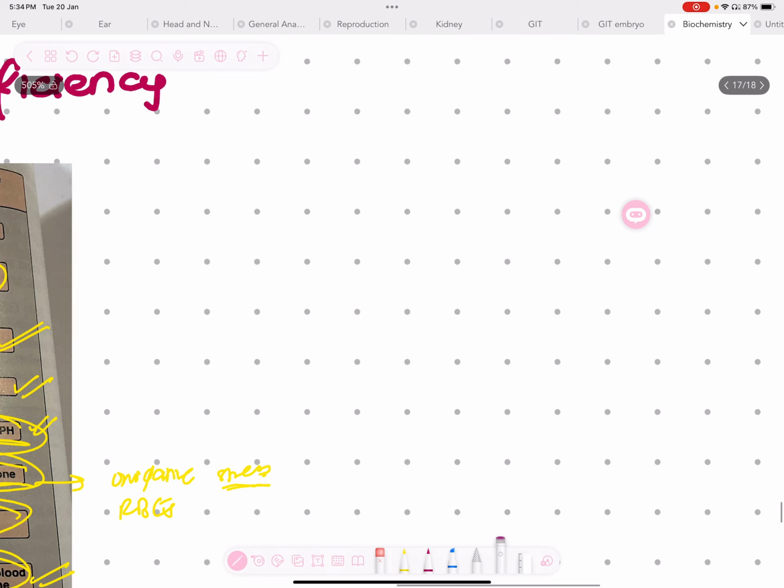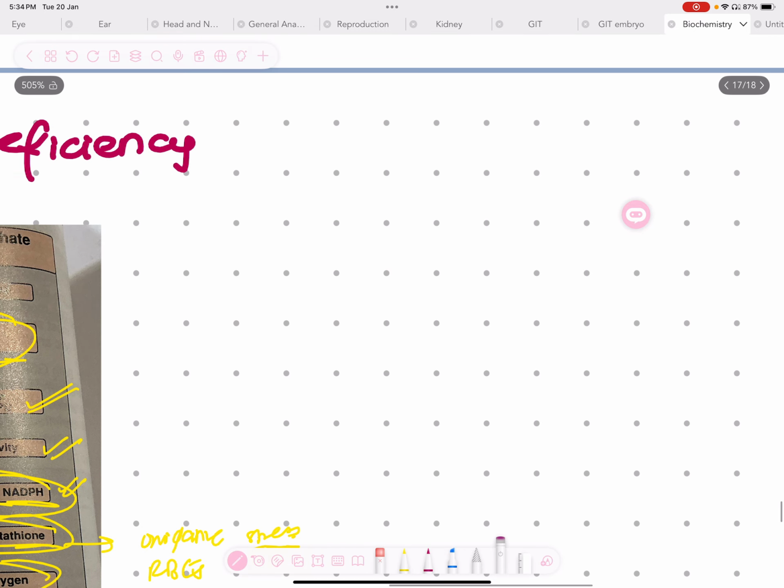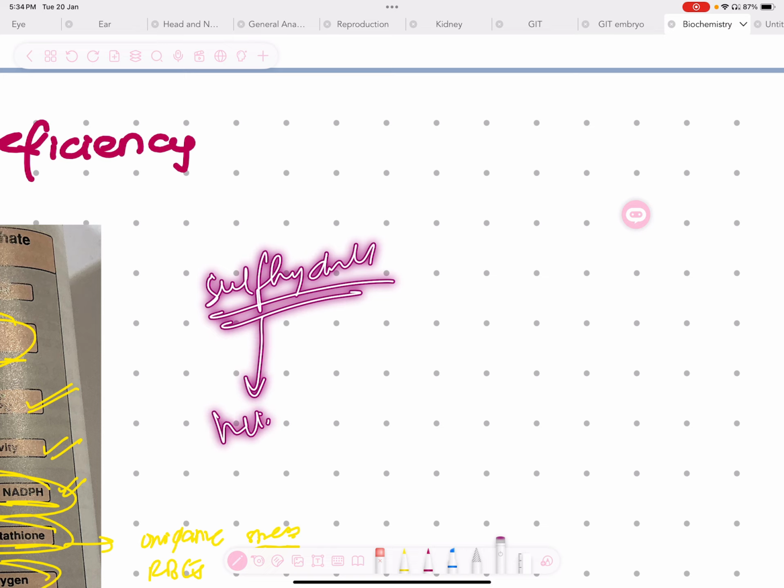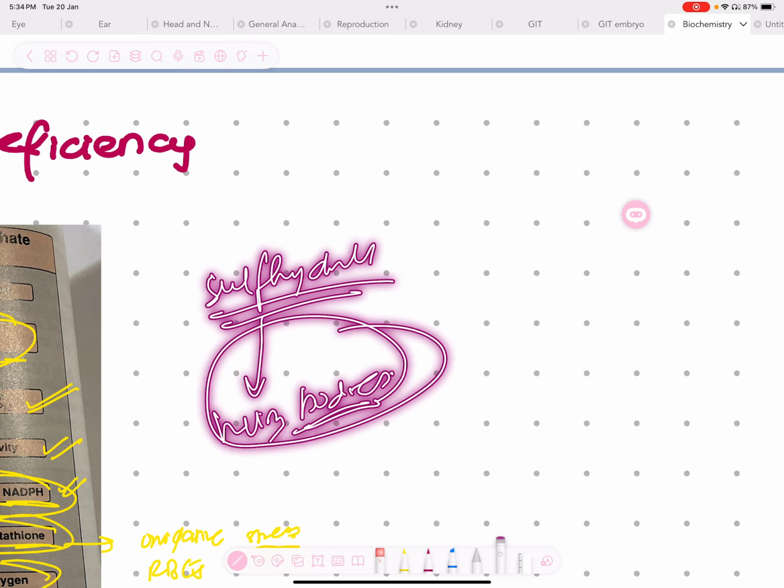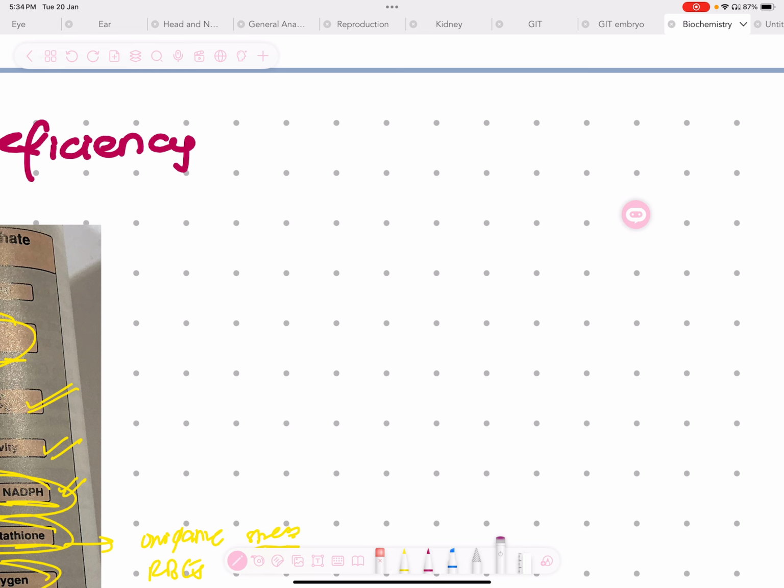Because of this, oxidation of sulfhydryl groups occurs. Their oxidation produces Heinz bodies. These Heinz bodies are basically denatured proteins that get attached to the cell membranes of the red blood cells. So I'll explain it again.